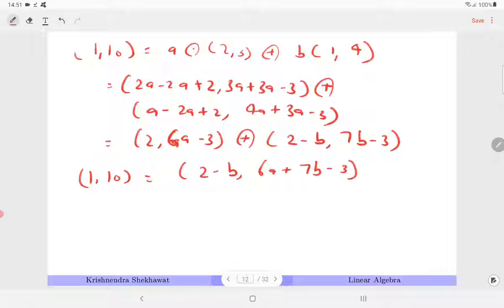It means that you are getting a system of equations, a non-homogeneous system. If it is consistent, then (1, 10) can be expressed as a linear combination of (2, 3) and (1, 4). If it is not, then you can say no, it cannot be expressed as a linear combination. If you solve it, then 2 minus B is equal to 1, which gives B equal to 1. If you substitute B equal to 1, then you get A equal to 1.